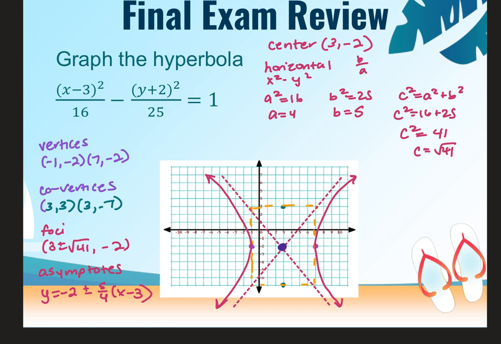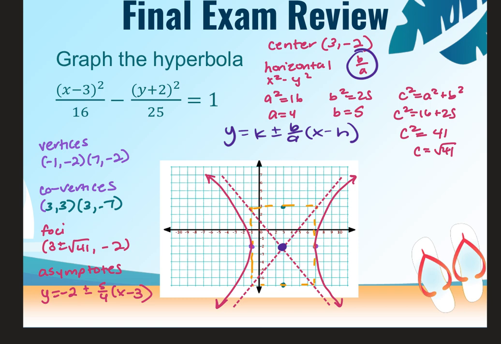It would have been like c is square root 41, and you would have added and subtracted that onto the x coordinate of your center, but it's not going to ask for it. You do have to understand the asymptotes. So the asymptote is b over a because it's horizontal. Your asymptote is y equals k plus and minus b over a times x minus h. Again, your b was 5, your a was 4. So it should have been y equals negative 2 plus and minus 5/4 times x minus 3. If it was vertical, then it changes to a over b.